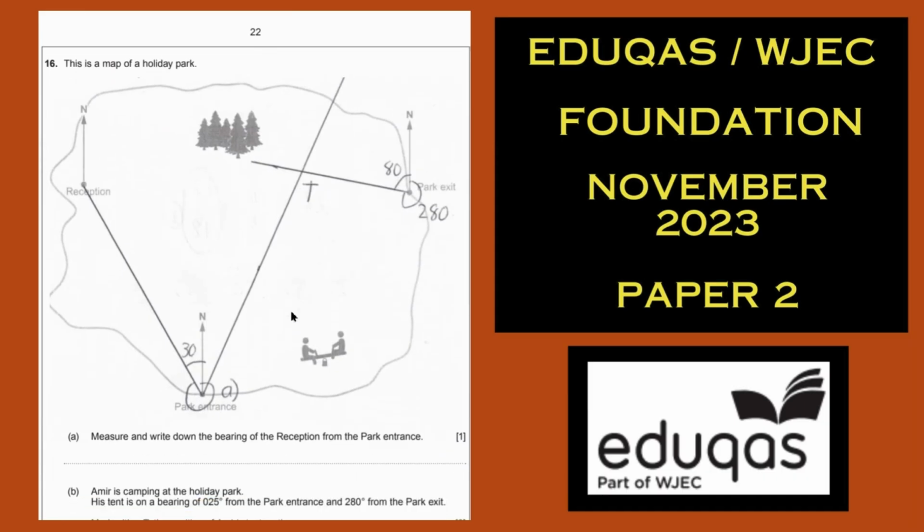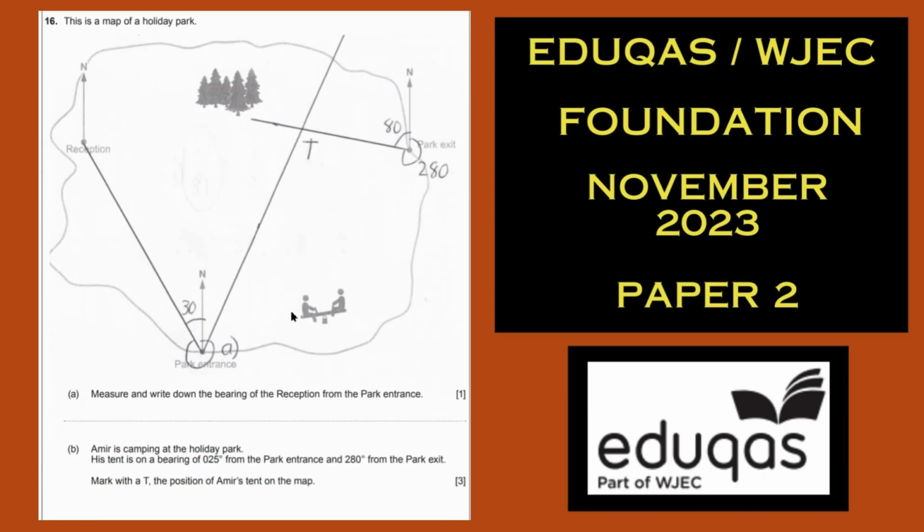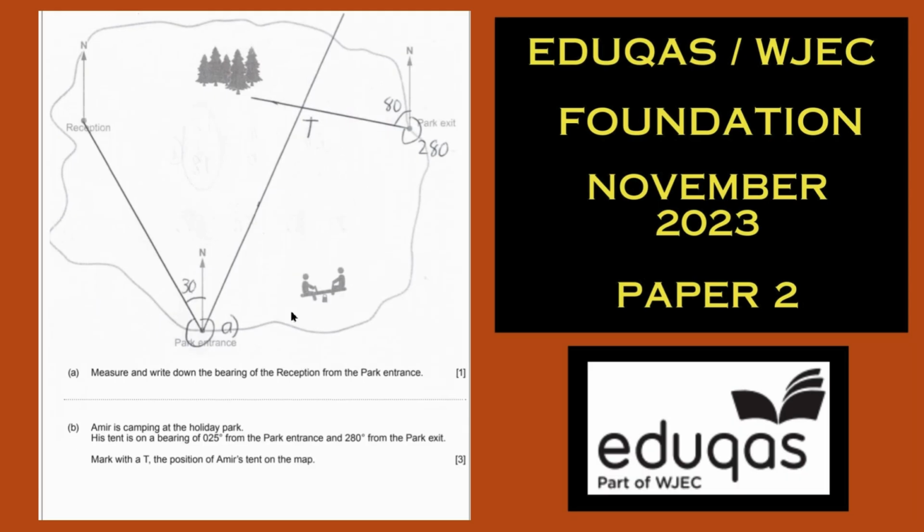Next. For obvious reasons, I've cheated. It's bearings and I can't do angles on my electronic little whiteboard thing. Measure and write down the bearing. Now, when you're doing bearings, the word "from" is the most important because "from" means you are at the park entrance. You stood here. It's bearings, which means you're facing north. Measure and write down the bearing of reception.